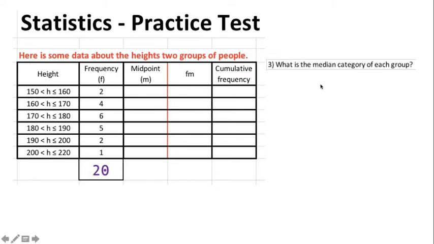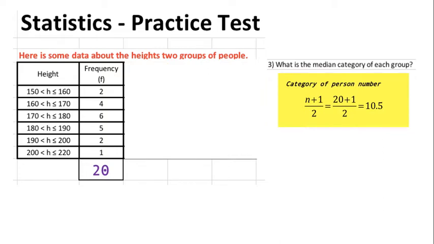What is the median category of each group? Well, let's just remind ourselves about medians. There's 20 people, so the median person is the middle one if you put them all in order. There's a little formula for that, n plus 1 over 2. So 20 people plus 1 divided by 2 is 10.5. So the person in the middle is person number 10.5. So between person number 10 and person number 11.